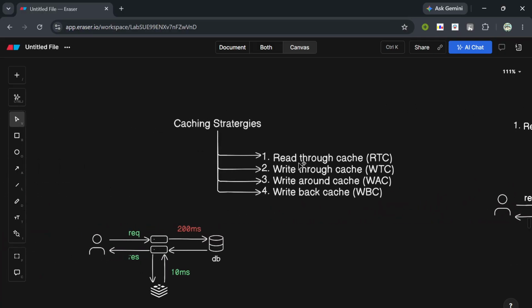So these were the basic four caching strategies that we have. Which caching strategy we need to use depends on our application, and each has its own trade-offs and use cases.